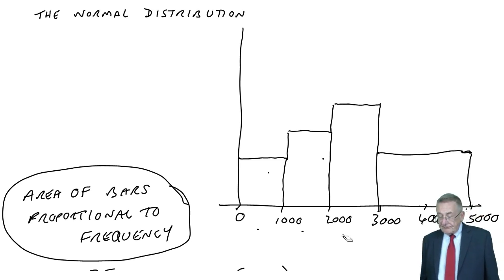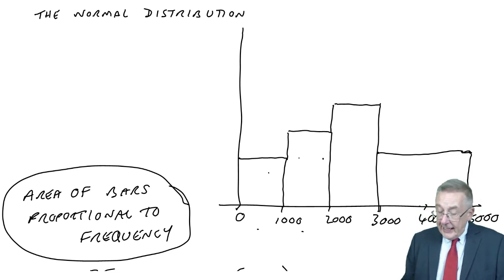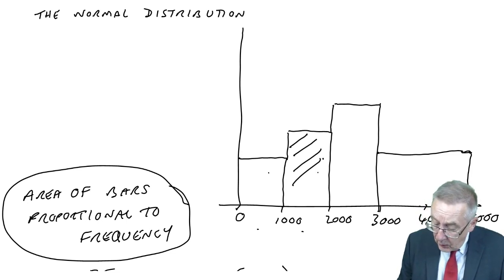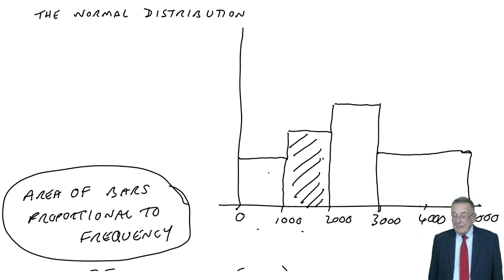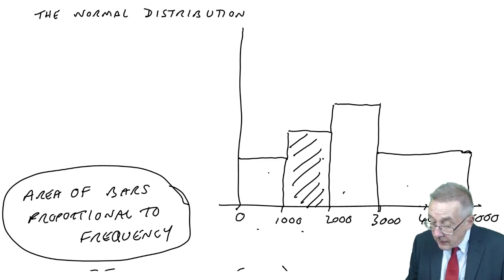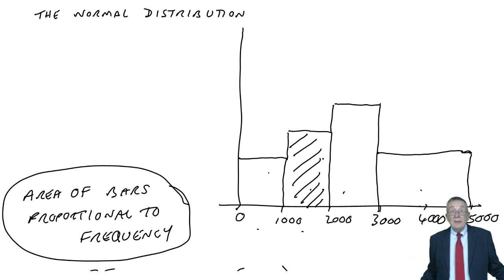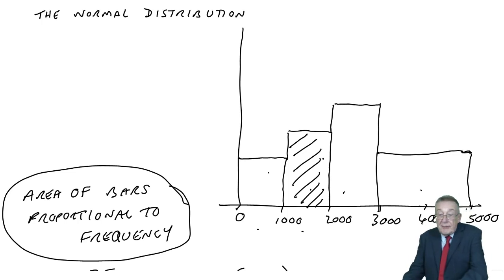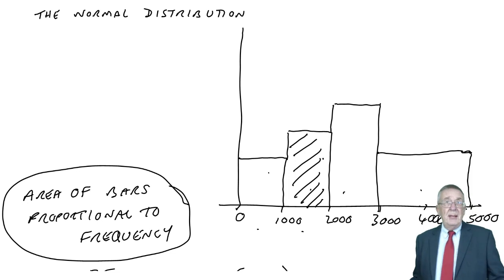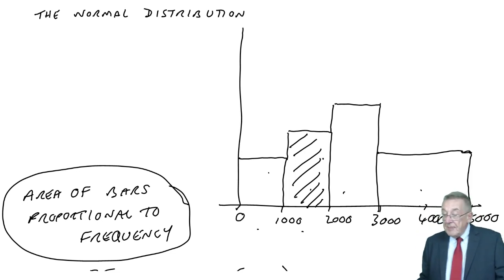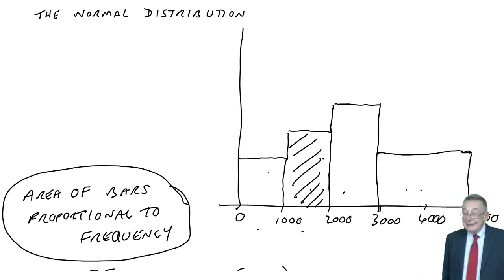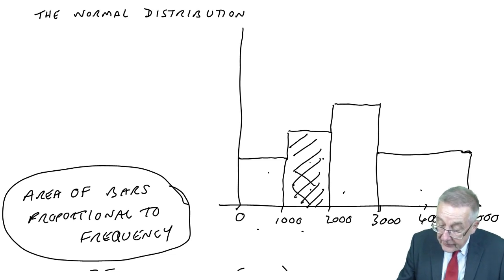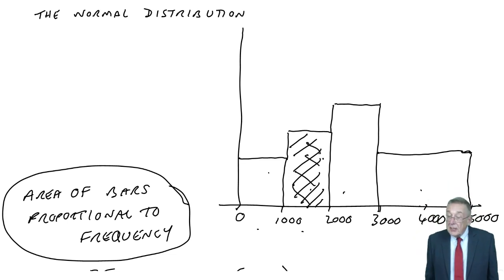Well, from what I said earlier, the number of people in that range is proportional to the area of the bar. The total area of all the bars represents all 150 people. You see, if I've just given you a histogram, you don't know whether there are 1,000 people or 10 people. But I do know the area of all those bars is proportional to the total number of people. I know that the area of this bar is proportional to the number of people earning between 1,000 and 2,000.